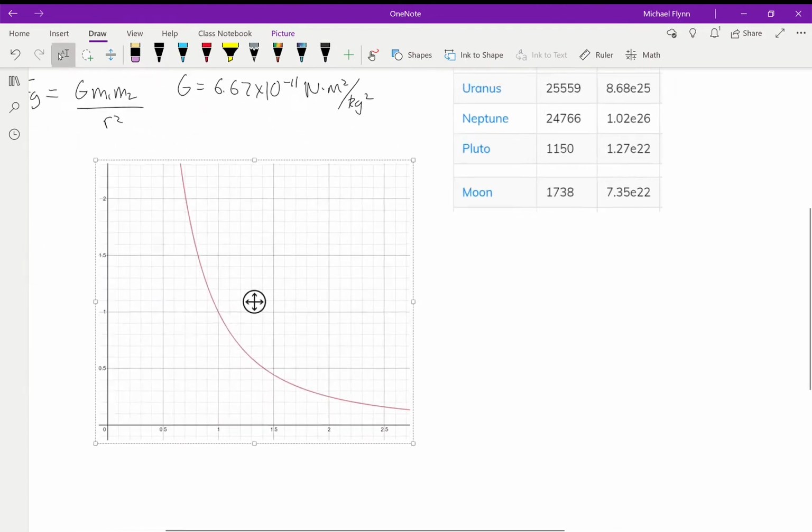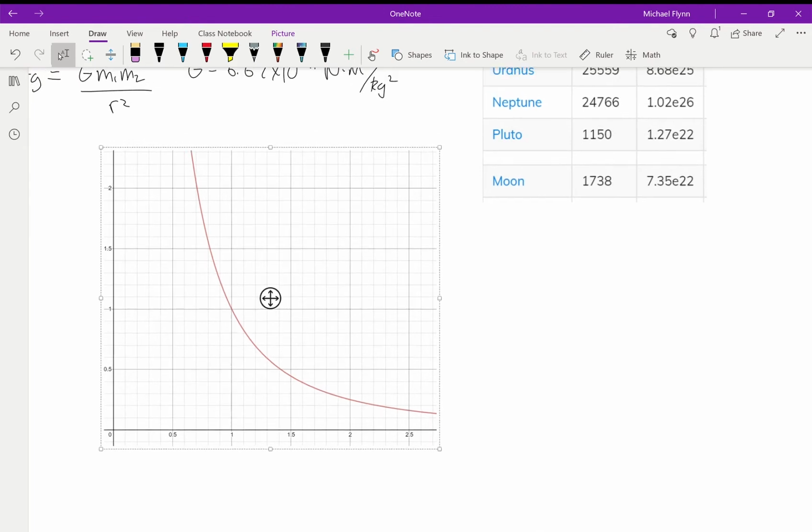If I draw a graph of the force of gravity versus r, what I find is that it varies with 1 over r squared. So this is like a 1 over x squared graph. You can ignore these numbers here, they're not important. I just used Desmos to create this graph. But anyway, say you want to launch a satellite into orbit. How much energy is that going to take?